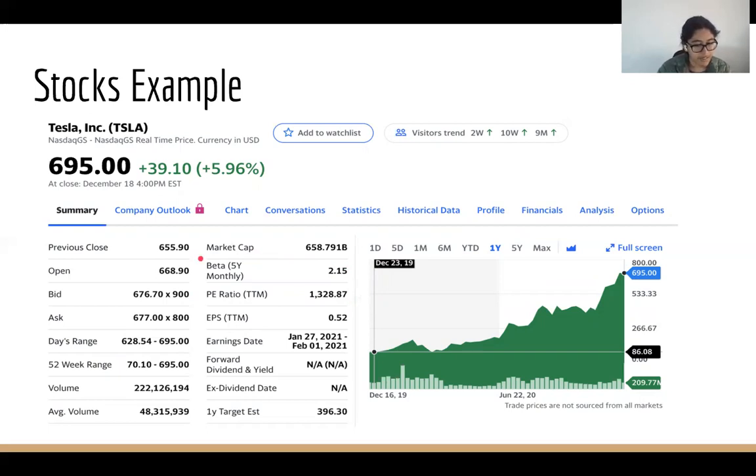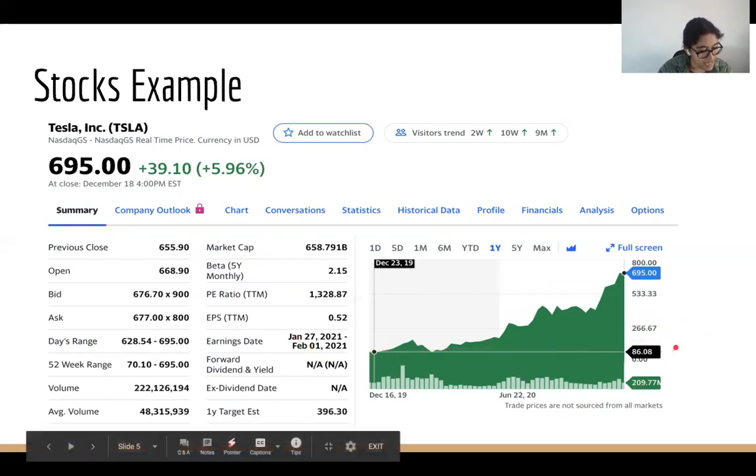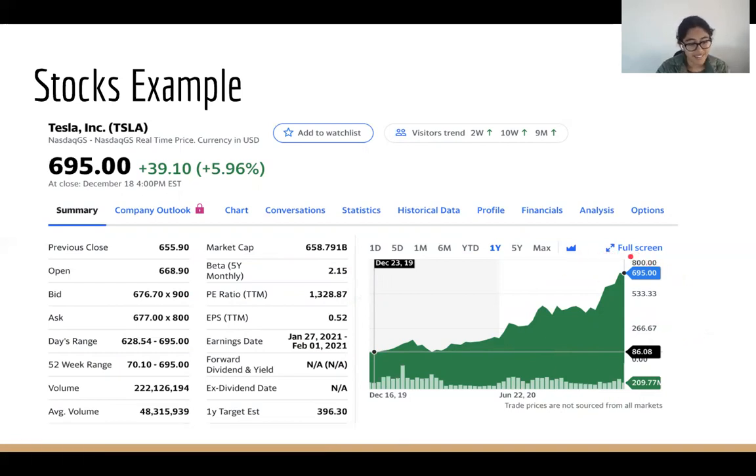So let's look at the one-year chart for Tesla stock. You can see that it's changed quite a bit, right? Like within a year, it went from 86.08 to 695. That's a pretty large increase. I think that's almost 800% return. So in other words, Tesla stock has very high return, right?